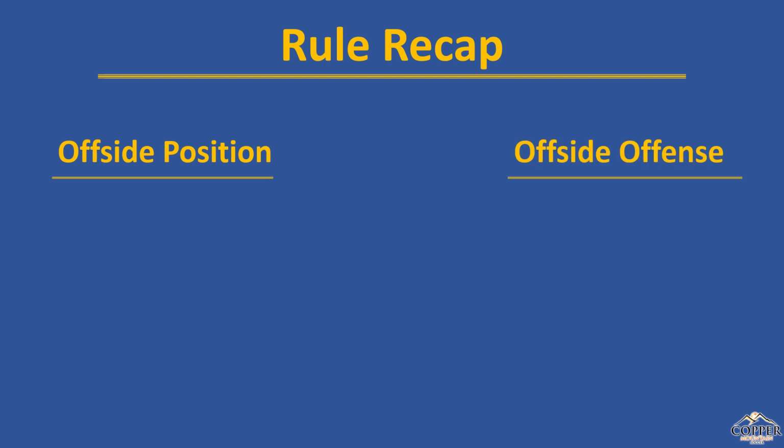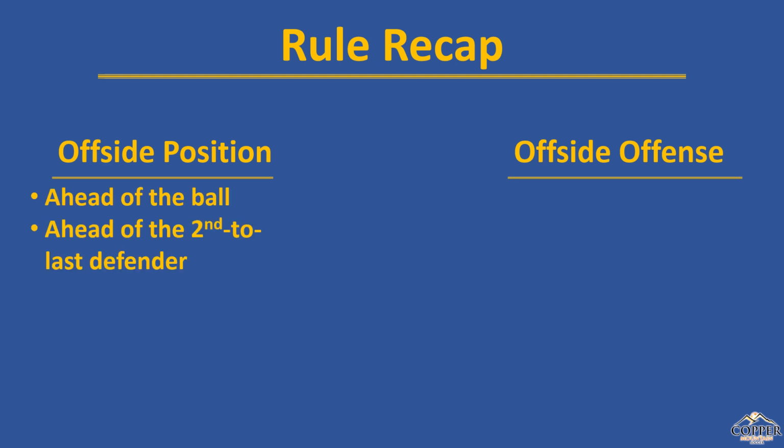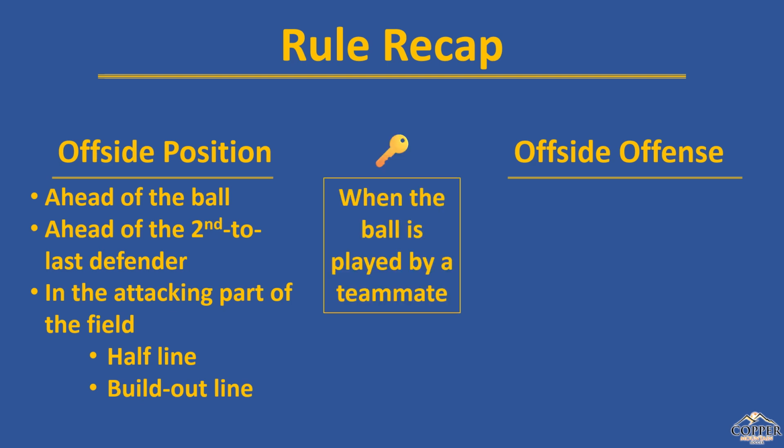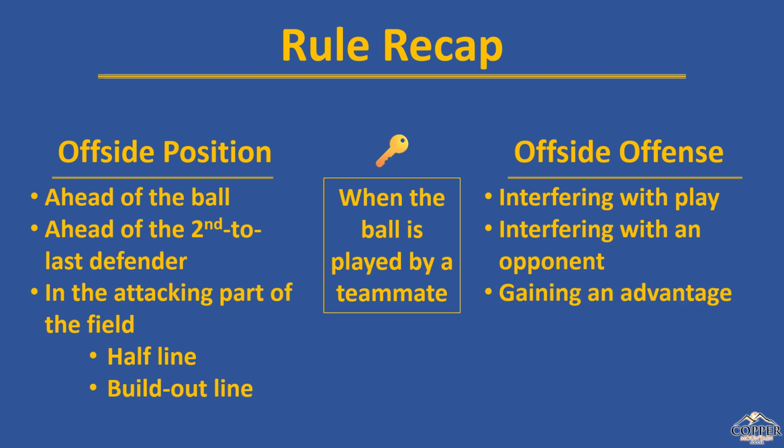To recap, there is a difference between being in an offside position and committing an offside offense. A player is in an offside position if he is ahead of the ball, is ahead of the second to last defender, and in the attacking part of the field, which is the half line for most fields, or the build-out line for fields that have them. A player in an offside position, when the ball is played by a teammate, commits an offside offense by interfering with play, interfering with an opponent, or gaining an advantage. We hope this video has provided some clarity on the offside rule.